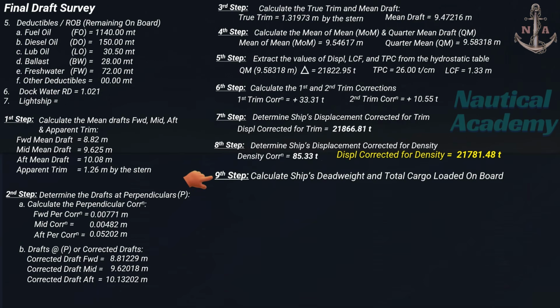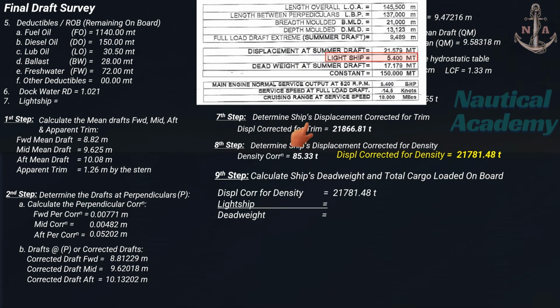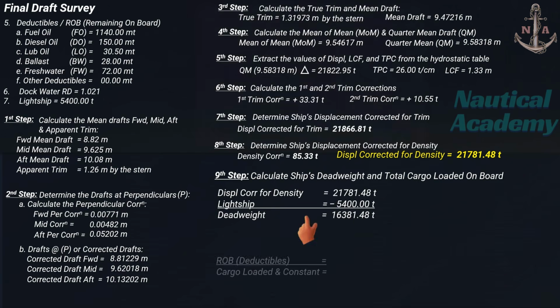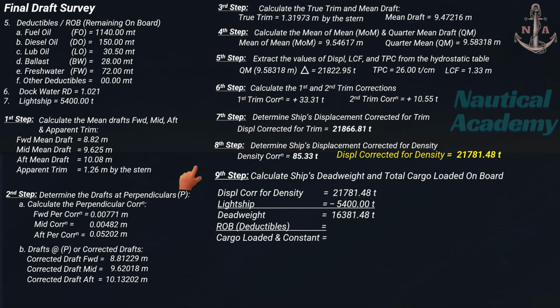Let's proceed to the final step, calculating the ship's dead weight and the total weight of cargo loaded on board. To determine the dead weight, subtract the lightship from the displacement corrected for density. The lightship value can be found in the ship's general particulars, which in this case is 5,400 metric tons. Therefore, the dead weight is 16,381.48 metric tons.